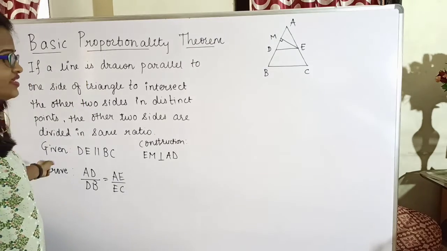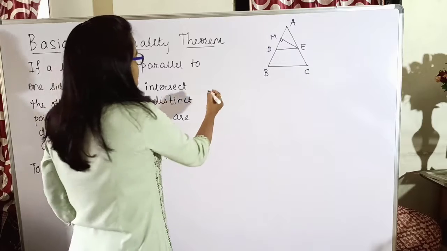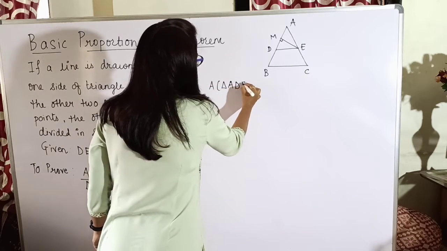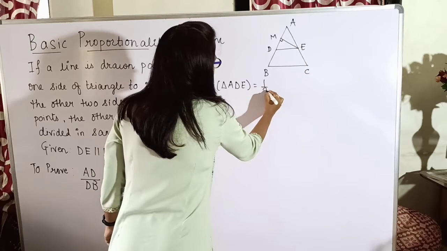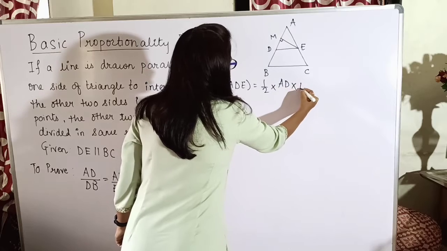Fine. So now let us frame an equation. The first equation would be: area of triangle ADE is equal to half into base, which is AD, and the height which is falling on it, which is EM.